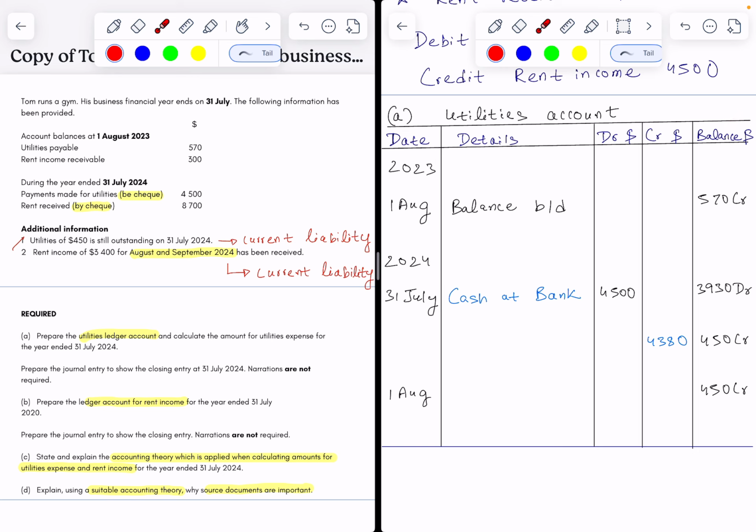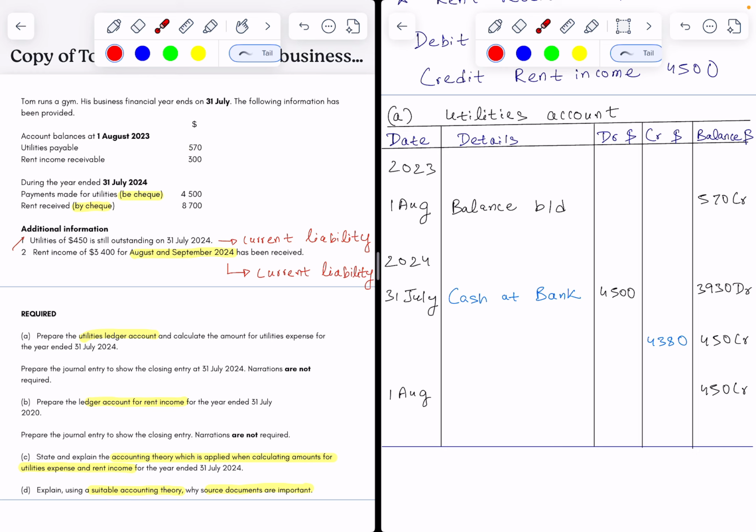All right. So first of all, we understand that at 1 August 2023, we have got utilities payable of $570. And we have clearly identified that this is a current liability because this refers to expense which we have incurred in the previous financial year, but still have not paid using our cash or funds available in the bank account.